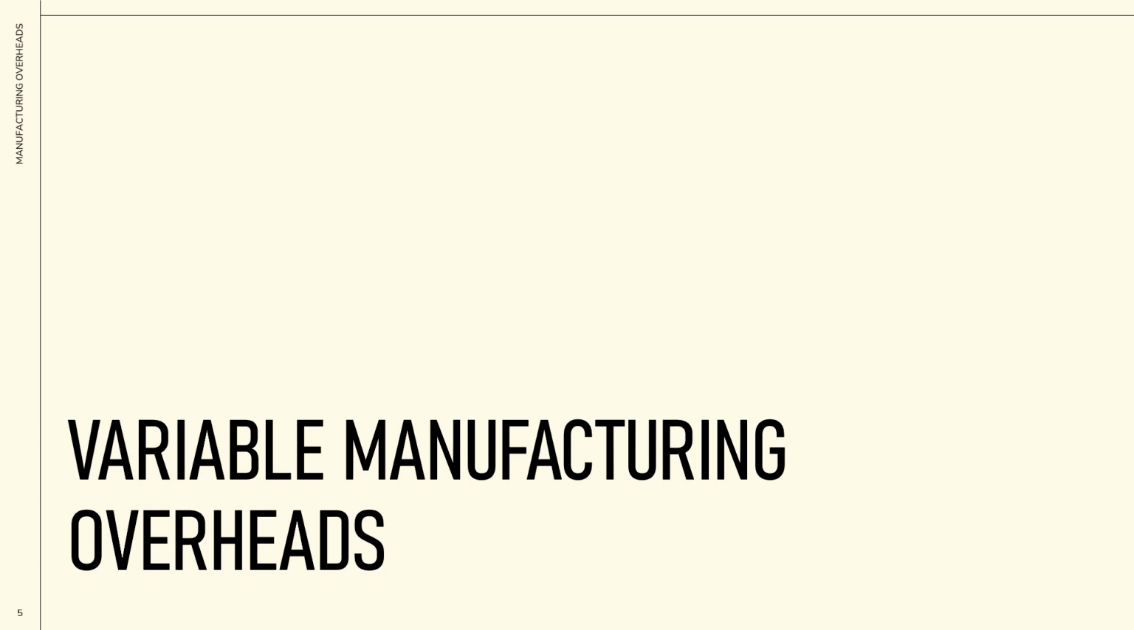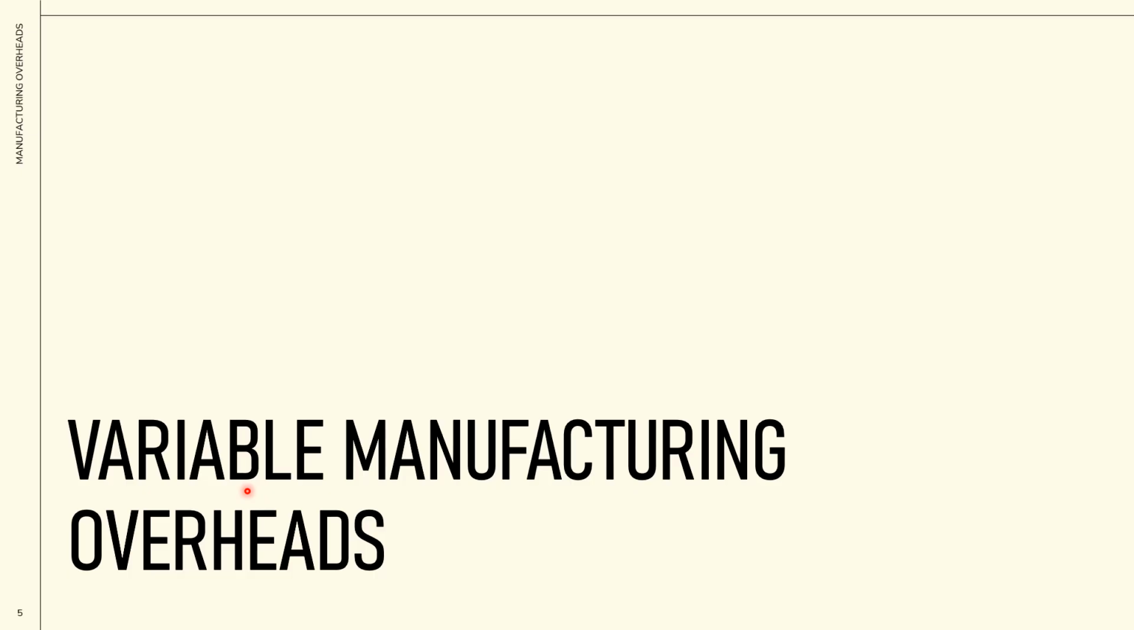Now we are done with fixed manufacturing overheads. Let's go to variable manufacturing overheads. So these overheads are variable. Anything that is variable, it means that it can change. It changes from time to time.